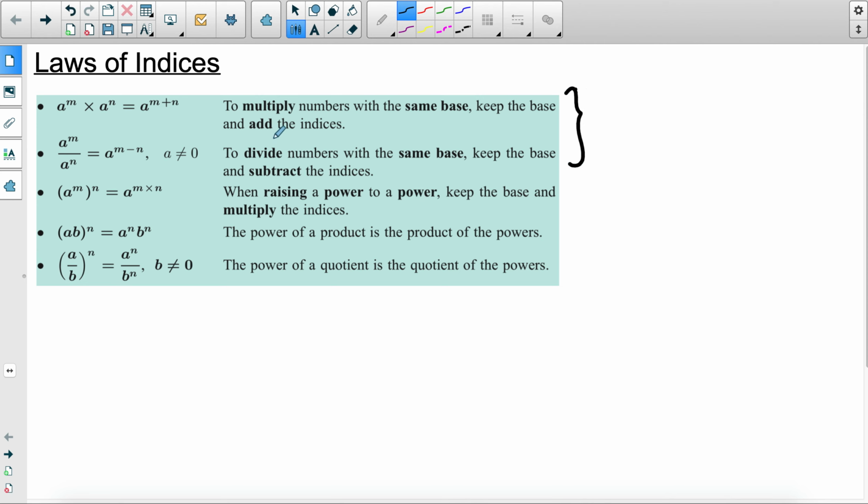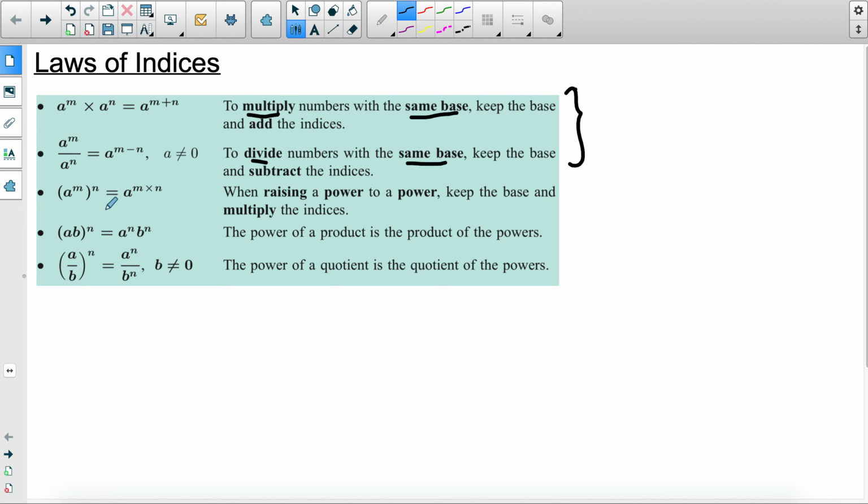For the first two rules, you need to look at the multiplication or division sign, and you need to have the same base. It's very easy for students to make silly mistakes, especially when they forget to check that it's a multiplication or division between the numbers and that they have the same base. If you have numbers or letters with the same base and a multiplication between them, then you can add the powers. If it's a division between them and again you have the same base, then you can subtract the powers. So these are the first two rules.